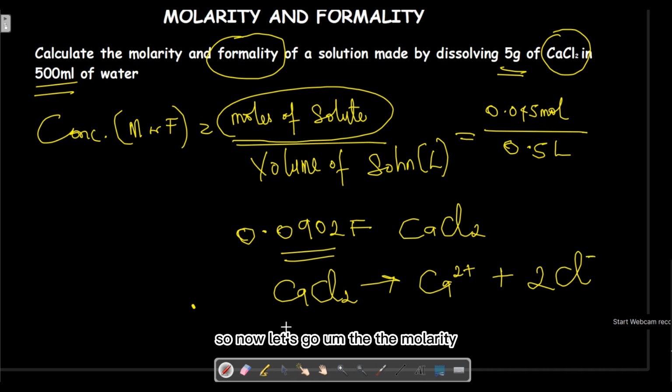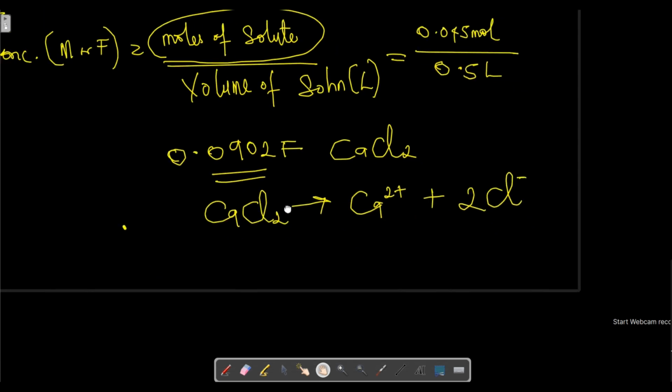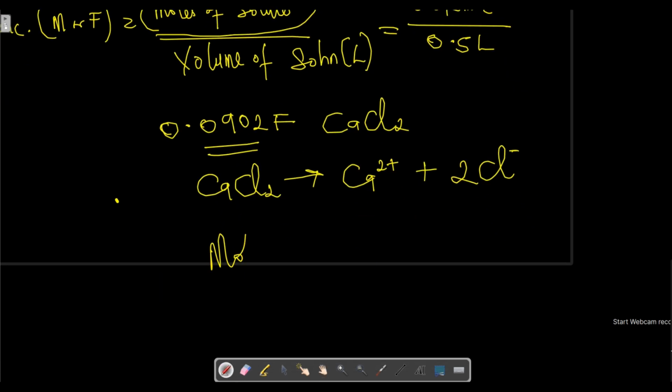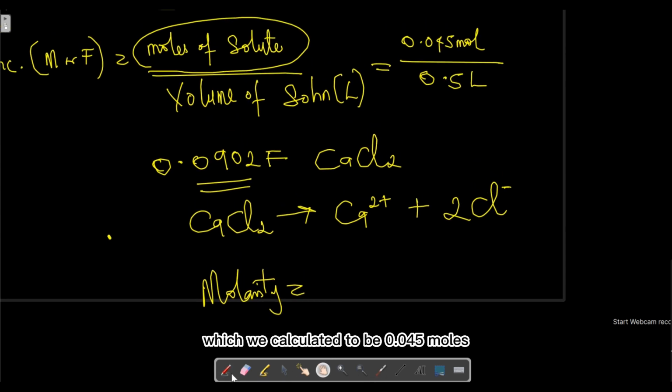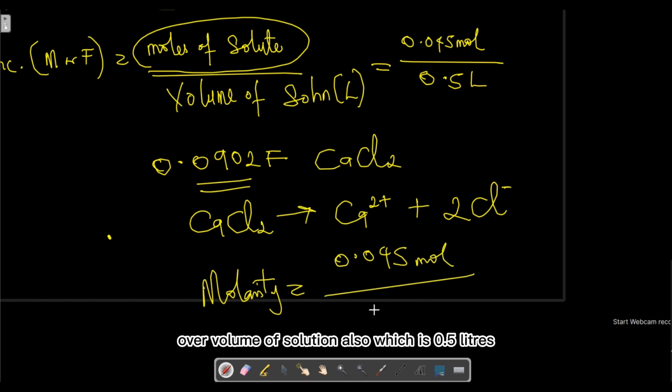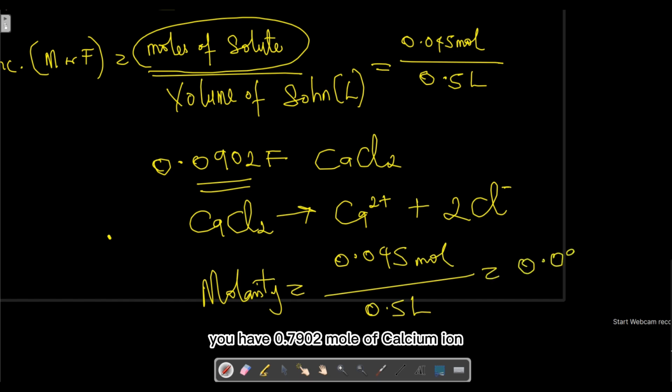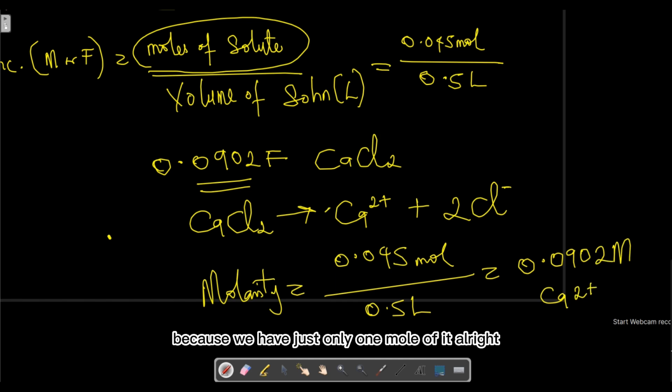All right, so now let's go. The molarity is given as amount or moles of solute, which we calculated to be 0.045 moles over volume of solution also, which is 0.5 liters. So you divide this, you have 0.0902 mole of calcium ion, because we have just only 1 mole of it.